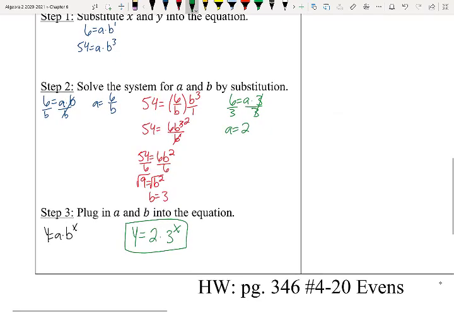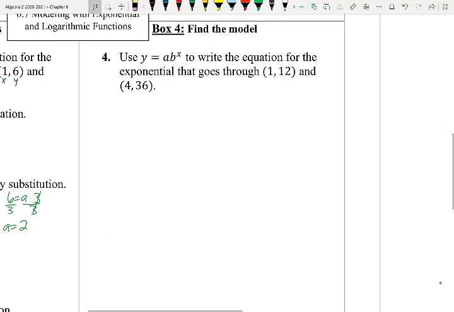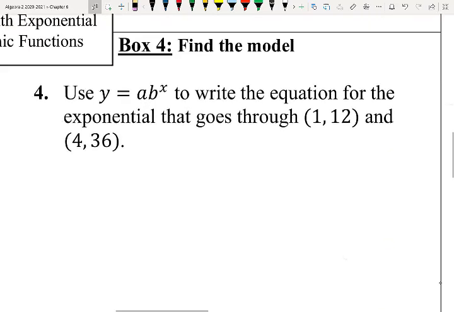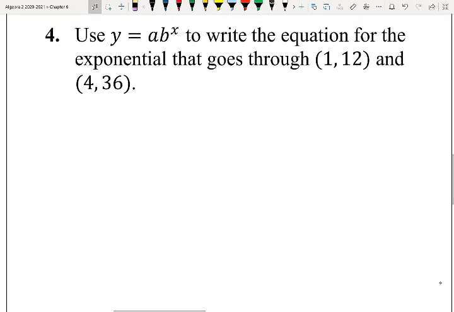We're going to try one more of those. We're just going to go through that whole process again for number 4, just because I know it's complex, it's complicated, it's a new process here. We're going to do some practice with it. So for box 4, same instructions. We're going to use y equals a times b to the x power to write the equation for the exponential that goes to the point. Now my coordinates are (1, 12) and (3, 36).